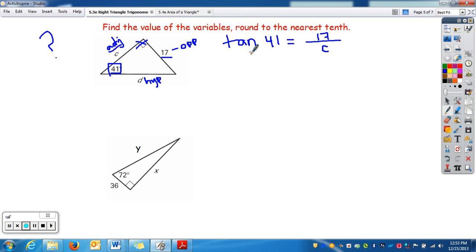Alright, so to solve this, I need to use cross multiplication. I'm going to put tan of 41 over 1. So I go 1 times 17, so I get 17 equals C tan of 41, which is actually just a decimal, or another number. And then I'm going to have to get C by itself, so I'm going to take tan of 41 divided by tan of 41.